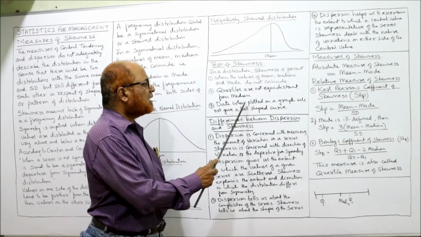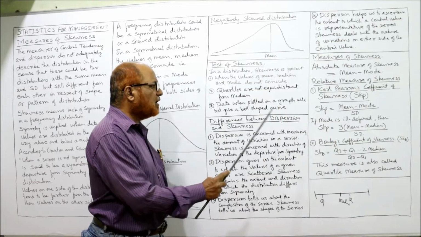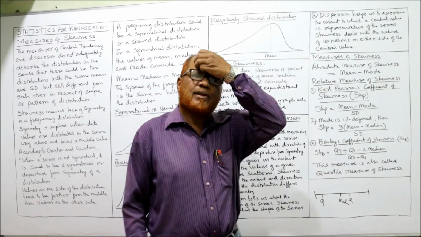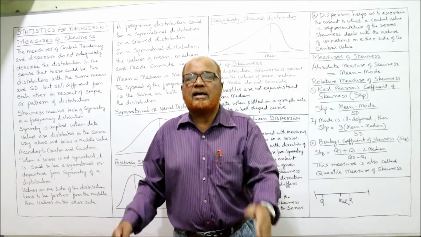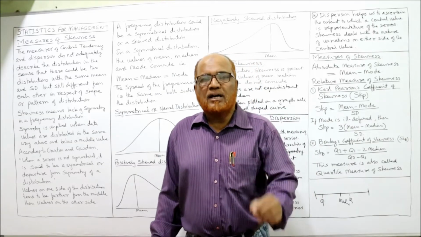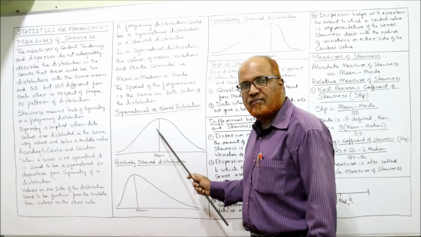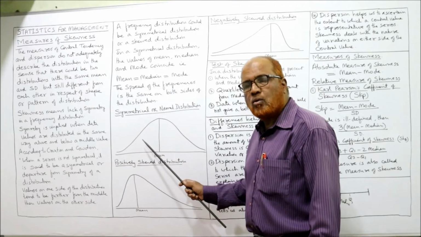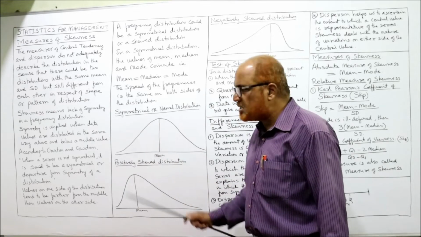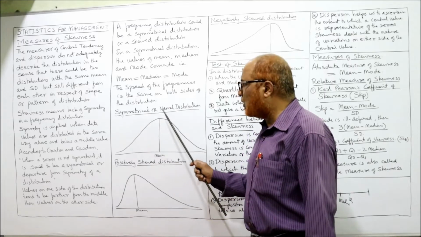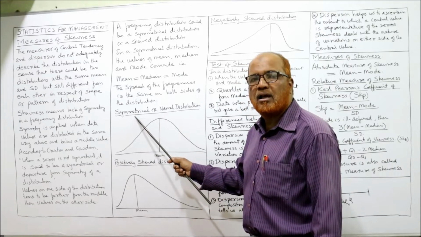Third test, data when plotted on a graph will not give a bell-shaped curve. If you plot the data on a graph paper, the curve will not be a bell-shaped curve. This is a bell-shaped curve. Bell-shaped curve means equal area on the left side and right side. And this will happen only when the data is symmetrical.